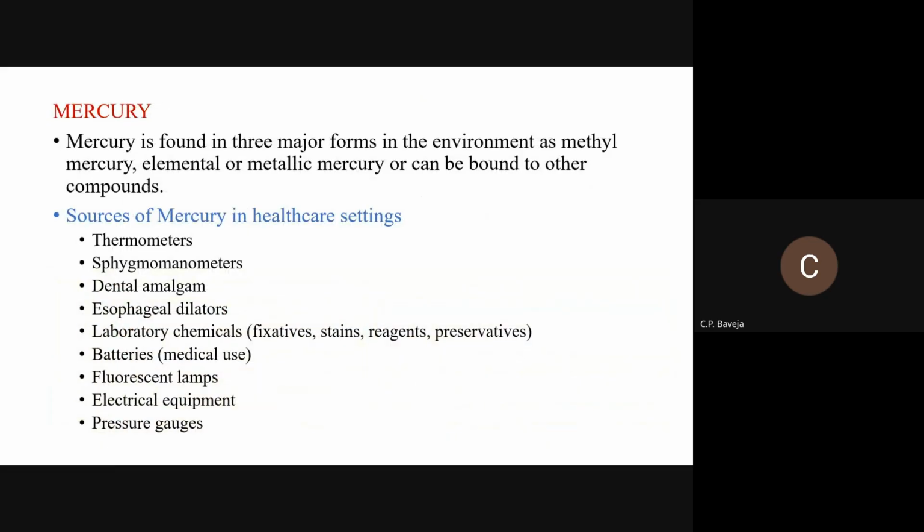Then mercury is found in three major forms in the environment: as methyl mercury, elemental or metallic mercury, or it can be bound to other compounds. Sources of mercury in healthcare settings: nowadays it is banned, so mercury is not being used. Thermometers, previously it was used in BP instruments, dental amalgam, esophageal. Nowadays mercury use is not there.